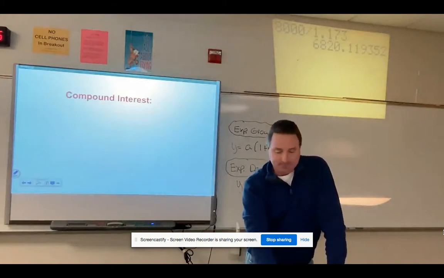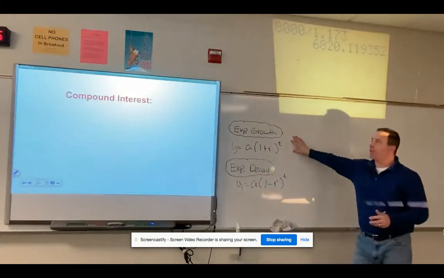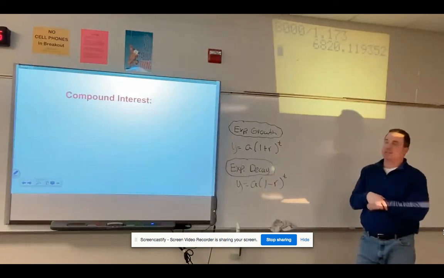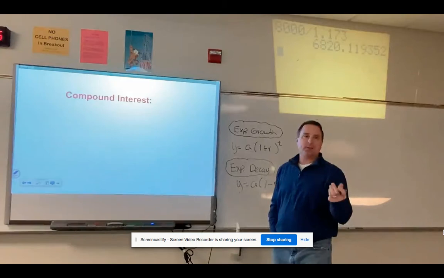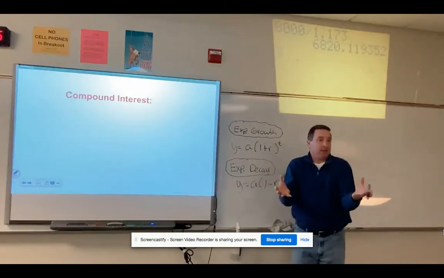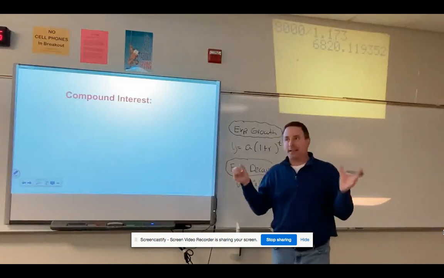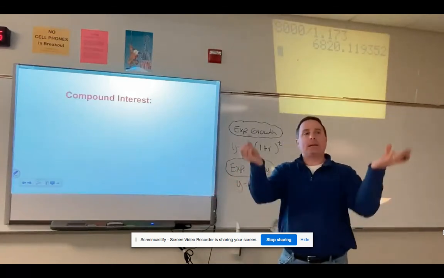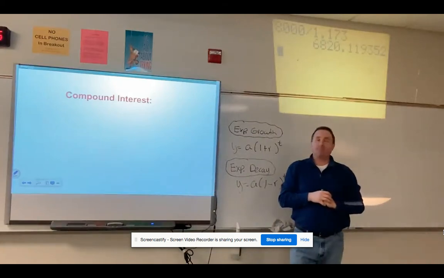Okay, last thing. This is the very last thing we're going to talk about. It's kind of an extension of this exponential growth formula. It's called compound interest. You guys know a little bit about interest. Interest is when you put money into the bank. Many of you guys have savings accounts, but interest is where the bank pays you a little bit of money for you keeping your money at their bank. They give you a little percentage.